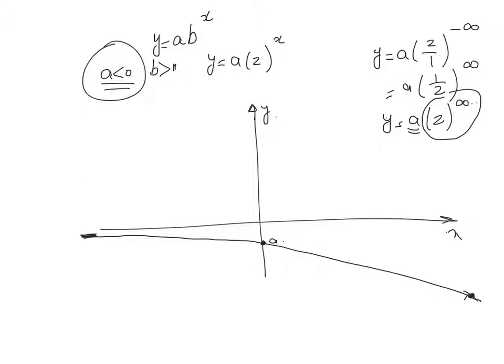Now, in this graph, you can see that your a is your y-intercept, which is the coefficient here, and the domain is again all the real numbers because there is no restriction on the x value, and the range this time is y such that y is in R and y has to be less than 0 because y is all these points down here. And again, your x-axis is going to be your asymptote.